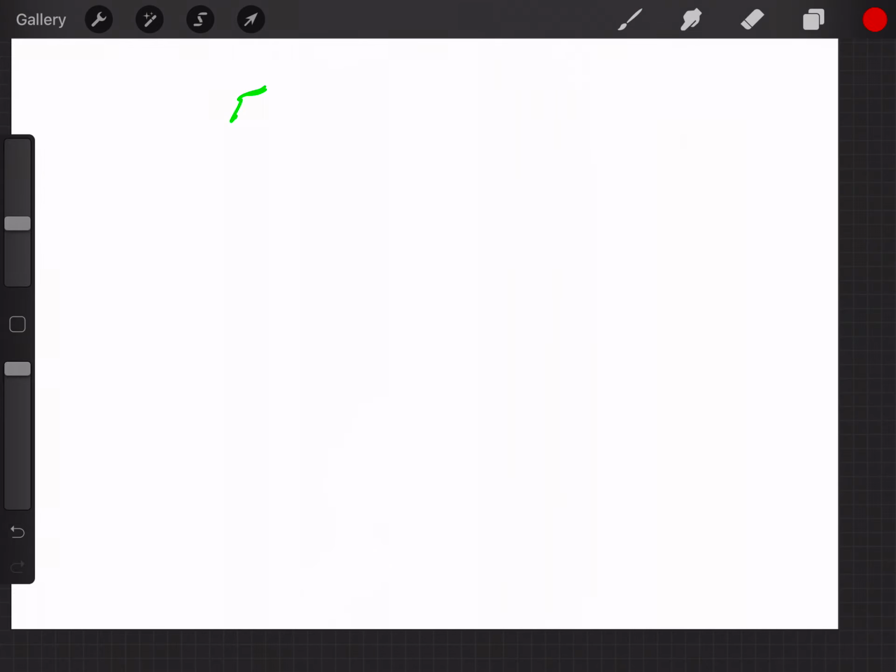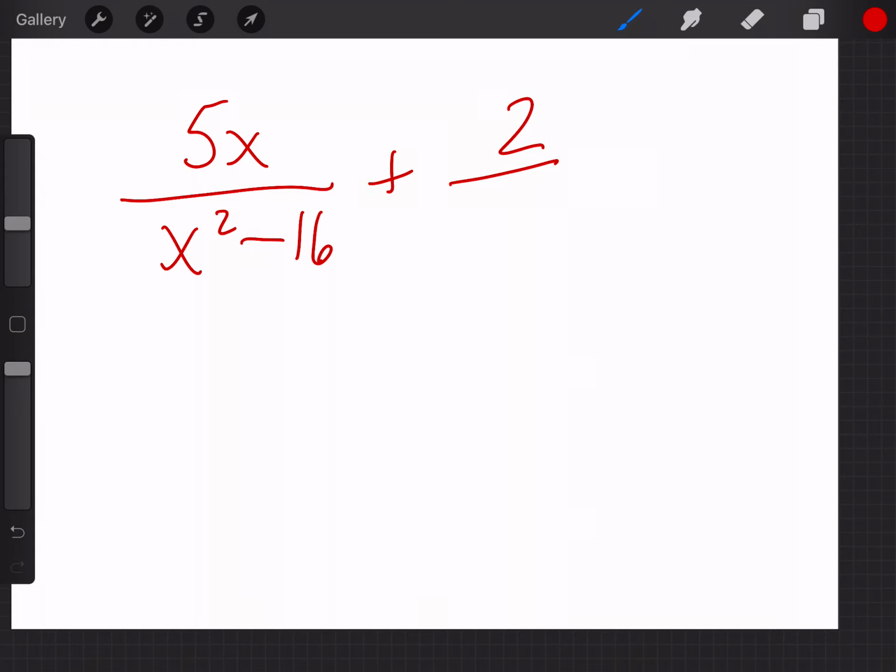Okay. So I'm going to do 5x over x squared minus 16 plus 2 over x minus 4. Okay. All right. So now when I look at this, I'm thinking I need for them to look the same.